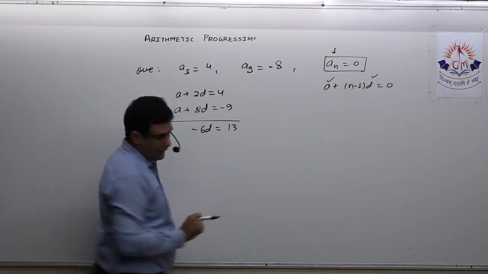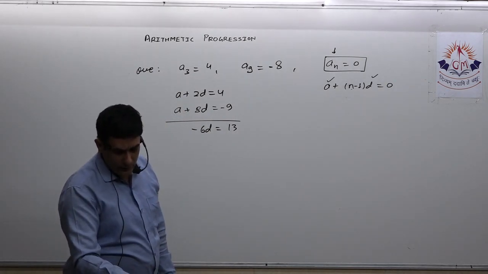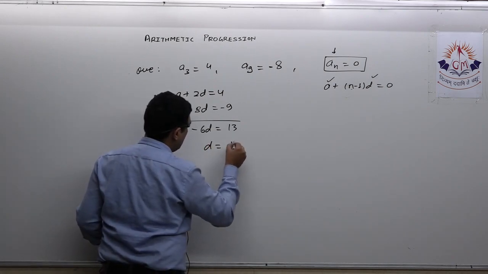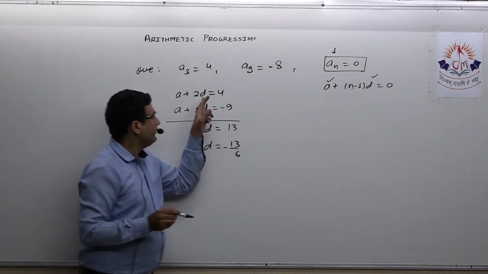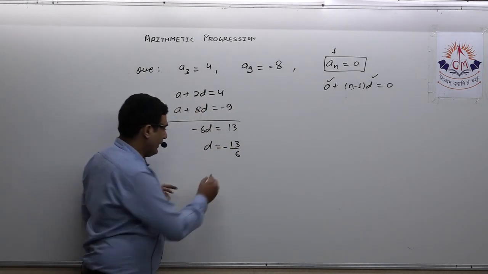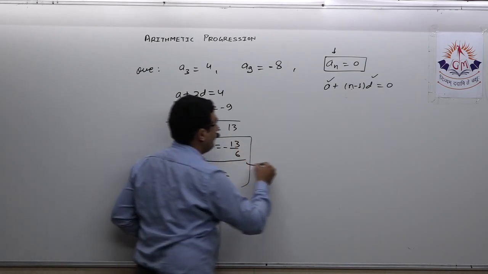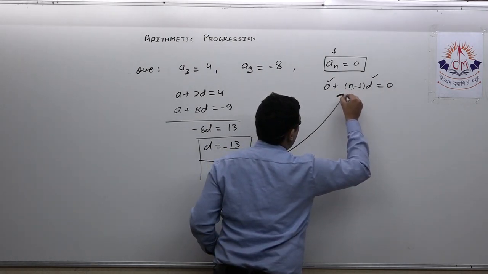Okay, a9 equal to minus 8. Let me confirm the question. Third and ninth term are 4 and minus 8. Okay, so d is 13 upon 6 with negative sign. Now by keeping the value of d in either of the equations, I will get a, and after getting a and d, I will put these values over here to get the value of n.